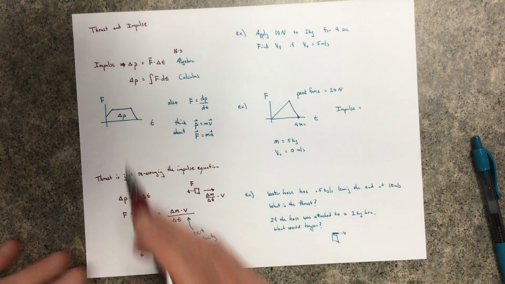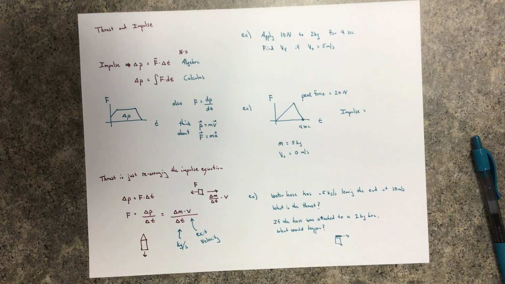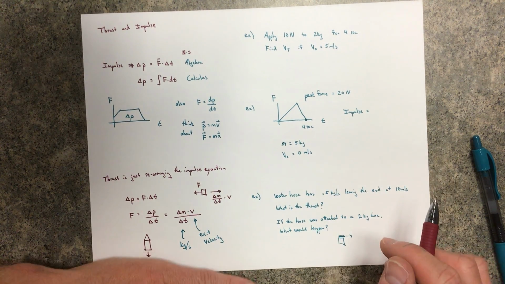So the thrust equation and the impulse equation really are just talking about the change of momentum. The units here are just kind of fun because it's kilograms per second and then an exit velocity. We're going to do a water hose here in a second. Okay, so just quick examples of both thrust and impulse.